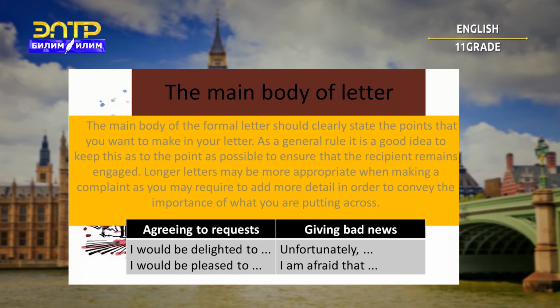Agreeing to requests. I would be delighted to. I would be pleased to. Giving bad news. Unfortunately. I am afraid that.